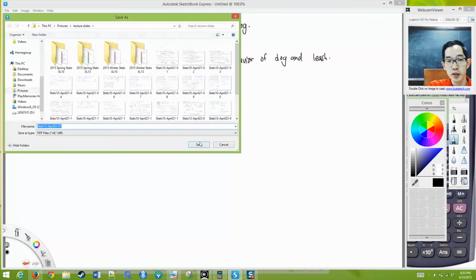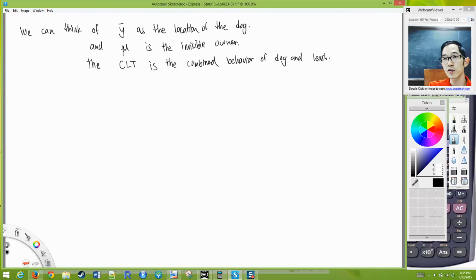Okay, so we want to know the location of mu. We don't know where the invisible owner is. We don't know where the population mean is. What we can observe is y bar, the mean of a sample, or the location of the dog. The central limit theorem states that y bars come from a normal distribution, meaning 95% of the time it's within 2 standard deviations of the mean, and 99.7% it's within 3 standard deviations. That behavior of y bar is similar to the behavior of the dog. Does that make sense?